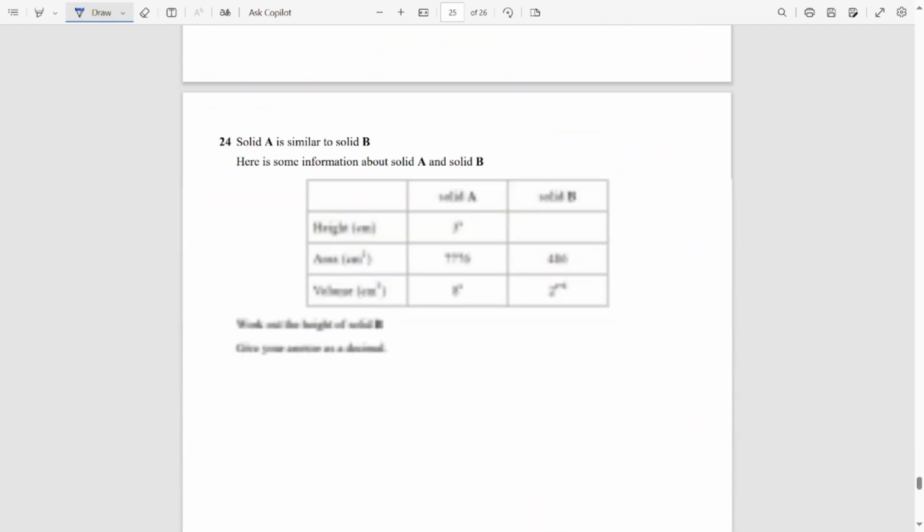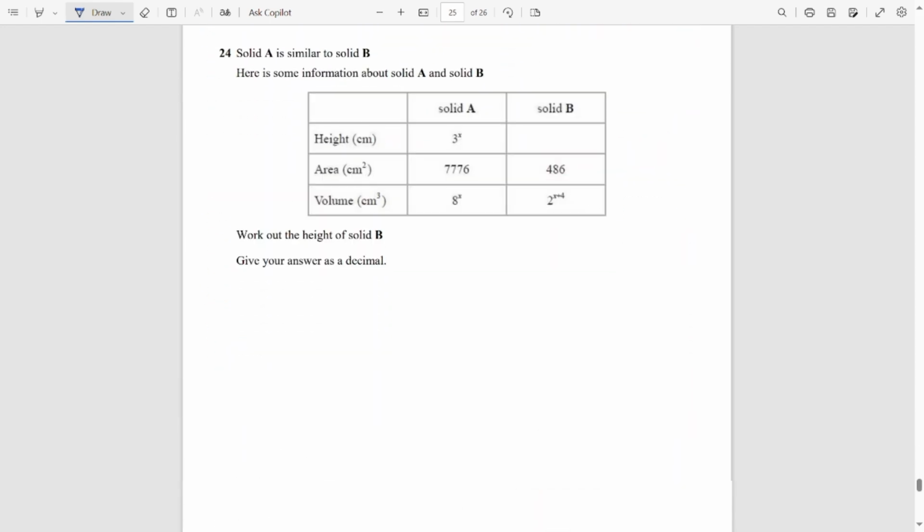And we can go on to our next question. So here we have a similar shapes question. When we are looking at similar shapes, the same as we were doing originally, to go from one to the other in terms of the lengths, you multiply by some value k.